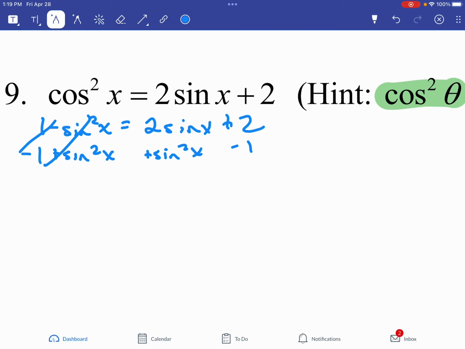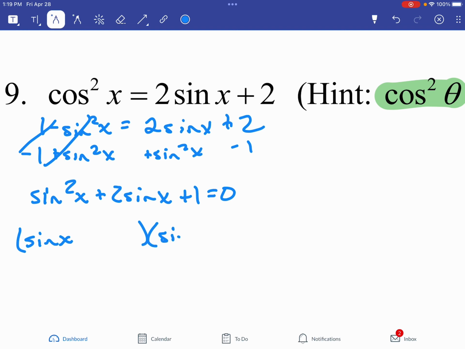All right, much like before, the 2 sine of x and the sine squared of x are not like terms. One is squared, one is not. So I'm going to just put them next to each other with the sine squared in front. Okay. Now we have a situation where we can factor this again. So I have sine x times sine of x gives me sine squared of x. The factors of 1 are 1 and 1. And they're both going to be positive.